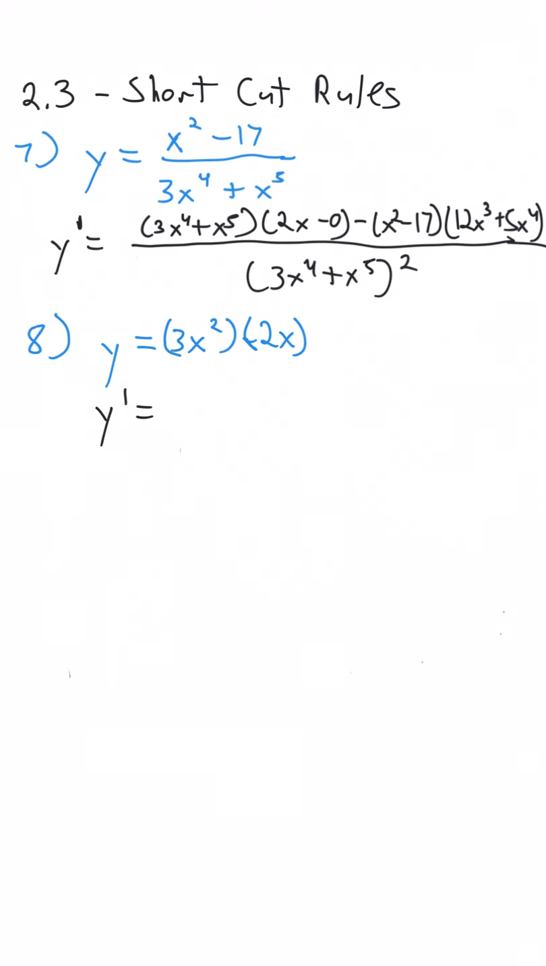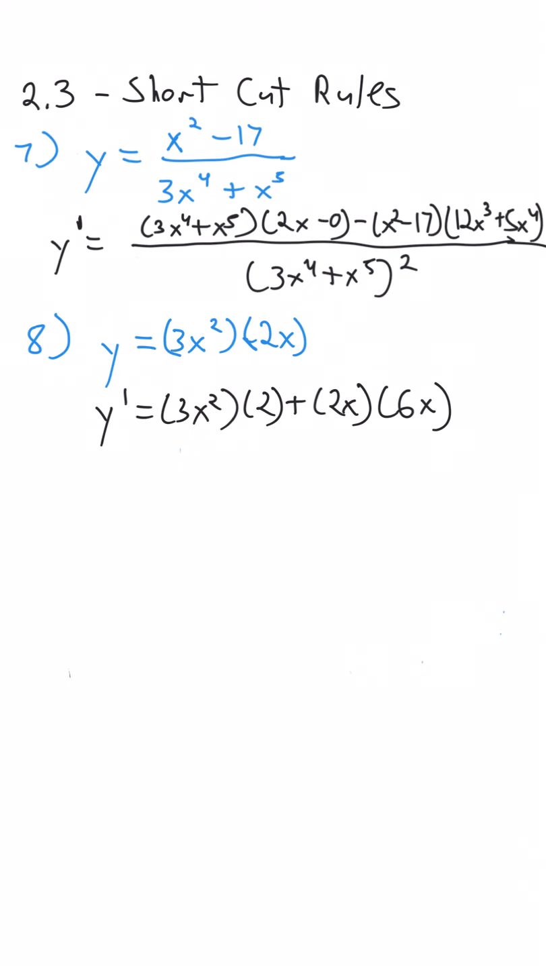Example 8, y equals 3x squared times 2x. Now, what we could do is just multiply this through and get 6x cubed and take the derivative of that. That would be easy. But we're trying to learn something called the product rule. And so let's practice the product rule. Product rule is first d second plus second d first. The first function is 3x squared. D second, the derivative of the second function is 2, plus the second function, which is 2x, times the derivative of the first, which is 6x.